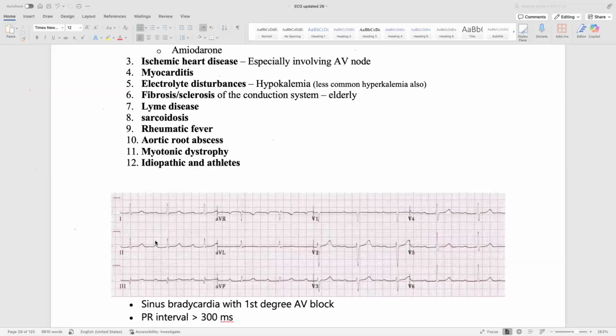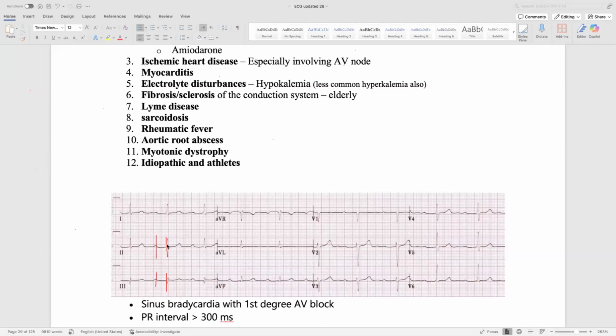But come to lead 2, please. Check the P, the PR, QRS, T, ST segment, and QT interval. This is the PR, more than 1.5 or near 2 large boxes, larger than 1 large box. So this is a delay, too much delay between the atrium and ventricle depolarization. And this is a first degree heart block.